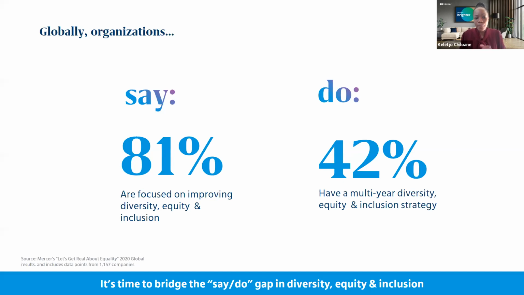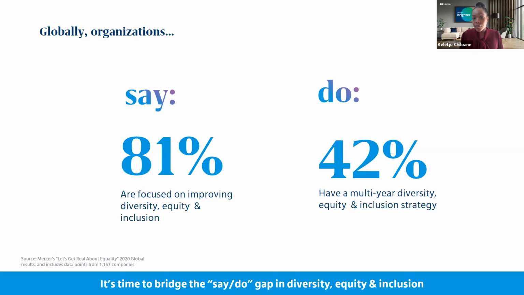Now, what we're also seeing, and this came out from our Let's Get Real About Equality study, is that 81% of organizations globally say that they are focused on improving diversity, equity, and inclusion. However, only 42% indicate that they have a multi-year diversity, equity, and inclusion strategy. Now, this is a concern because it speaks to that misalignment where organizations say they are placing emphasis on one thing, but in terms of the way that they develop their strategies or the existence of initiatives, it to a large extent skews that focus.